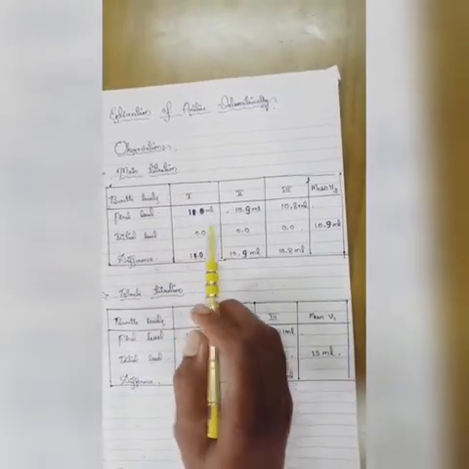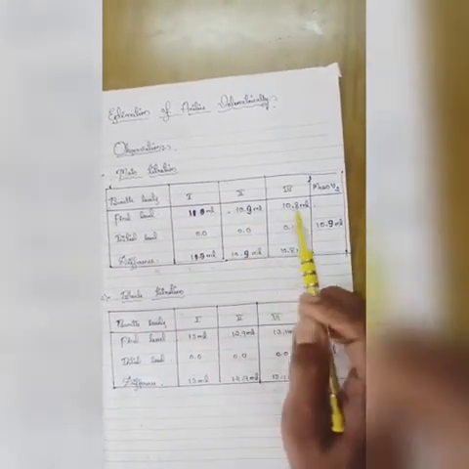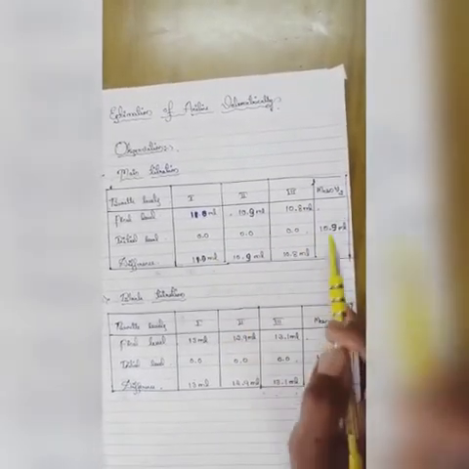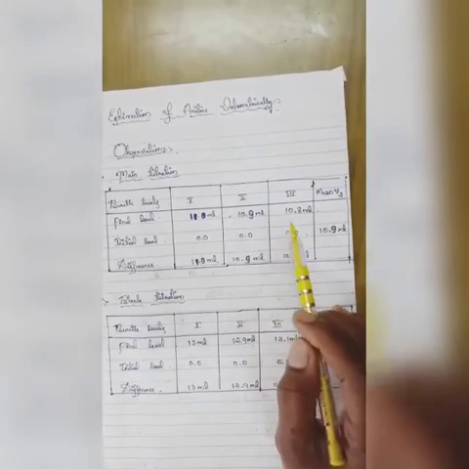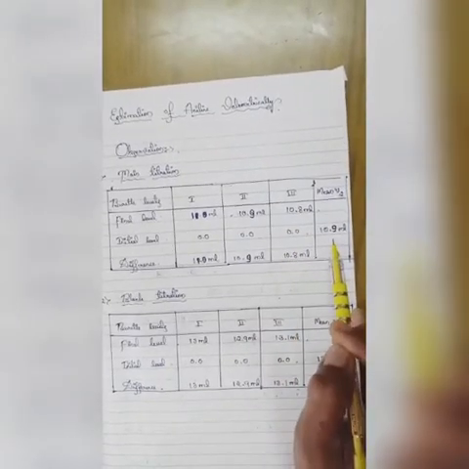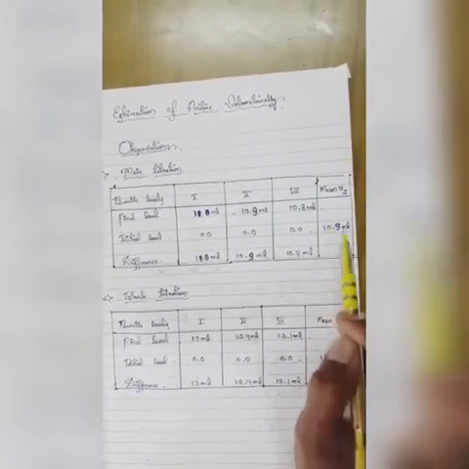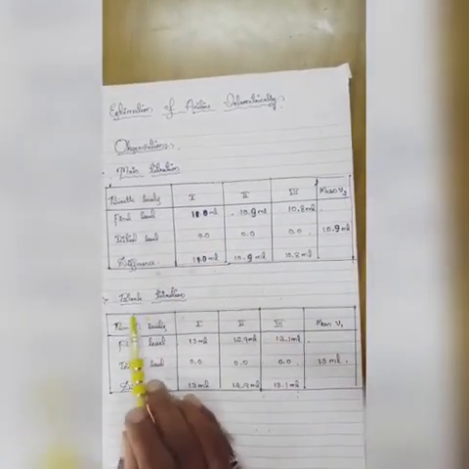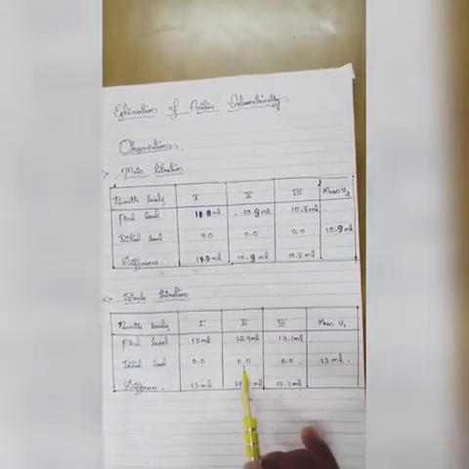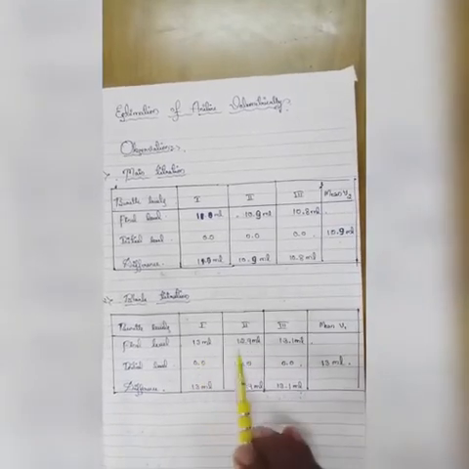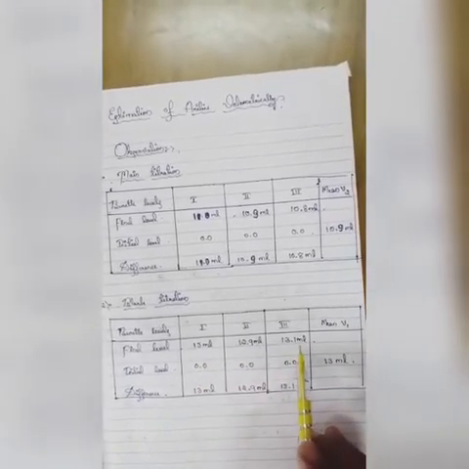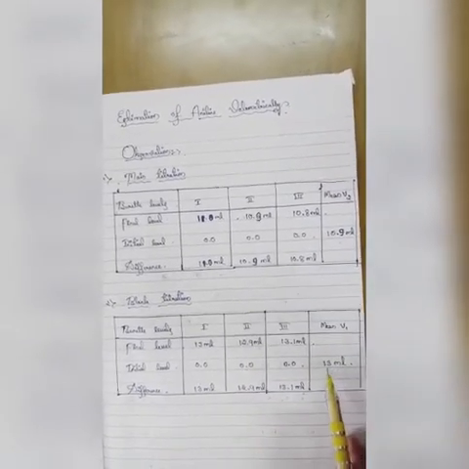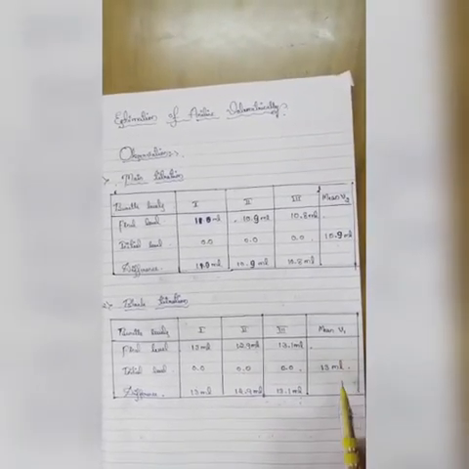First reading is 11 ml, second one is 10.9 ml, 10.8 ml is the third reading. We take the mean of these values, that will be 10.9 ml. This is the value of the main titration that we indicated as V2. And here are the records of the blank titration: 13 ml, 12.9 ml and 13.1 ml. The mean value of those readings is 13 ml, that is indicated as V1.